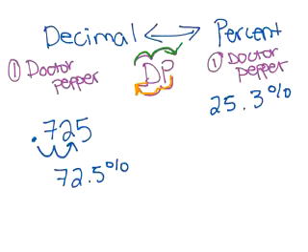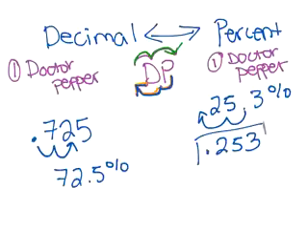Now let's say that they gave me 25.3%. To change that to a decimal, I would follow Dr. Pepper, which tells me to go twice to the left, so I would go 1, 2, and so I have 0.253. That would be the correct form of writing that as a decimal.